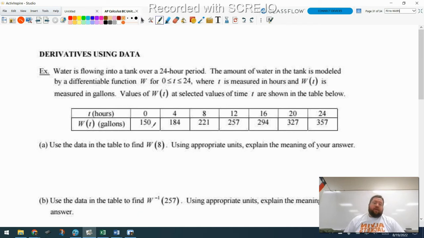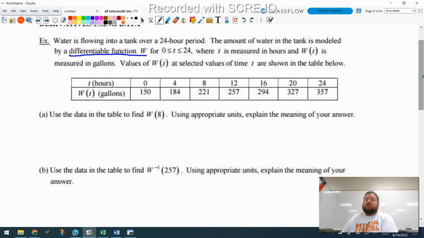All right, so this is the only information we know about W, whatever they told us up here, basically that it's measured in gallons. They did tell us that it is a differentiable function, W. So we know W is differentiable on the interval 0 to 24. That will probably be something that's important later in the problem. And then we know the values of W at these specific spots.